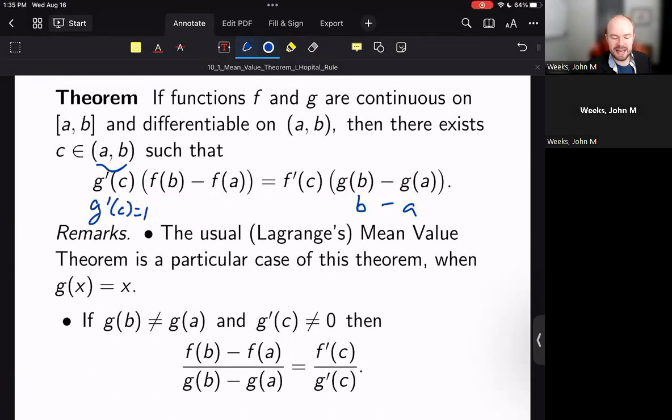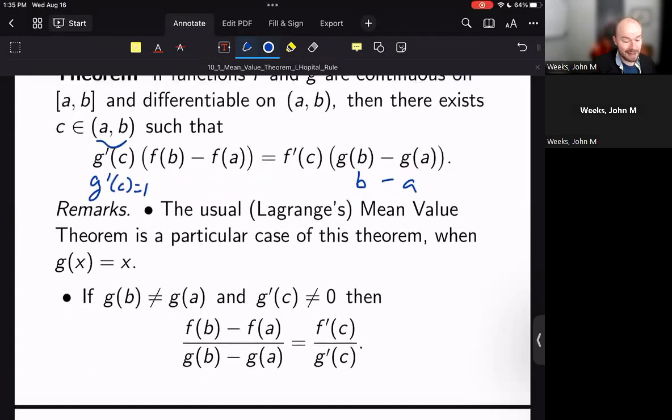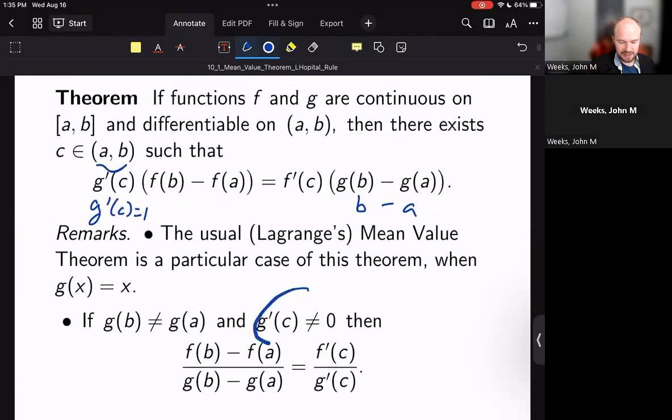So here you can see that I have the formula f(b) - f(a) = f'(c) times (b - a). If g(b) is not equal to g(a) and g'(c) is not equal to 0, then I can actually rewrite this formula in the following way. I can write it as [f(b) - f(a)] / [g(b) - g(a)] = f'(c) / g'(c).